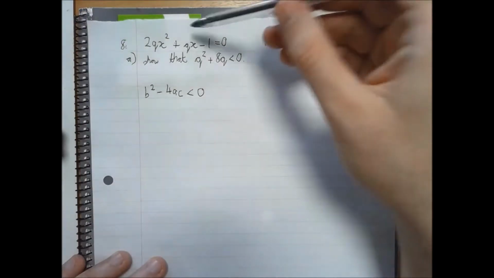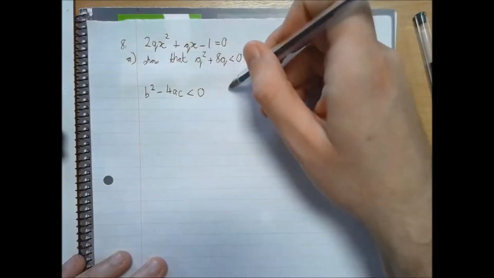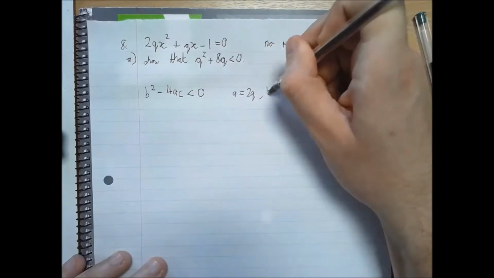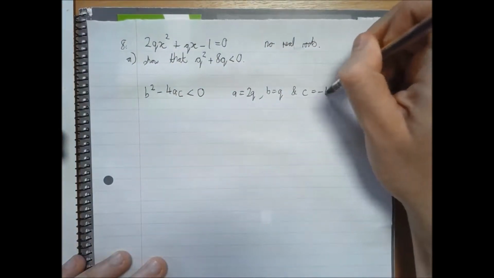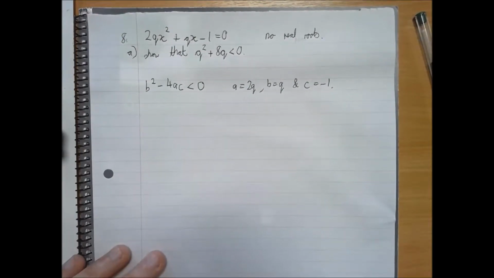Of course, if we have a look at our equation, then we can say what a, b and c are and then plug them all in. And we can say here a is 2q, b is q, and c is minus 1. Okay. Now what we can do is just plug them all in now.